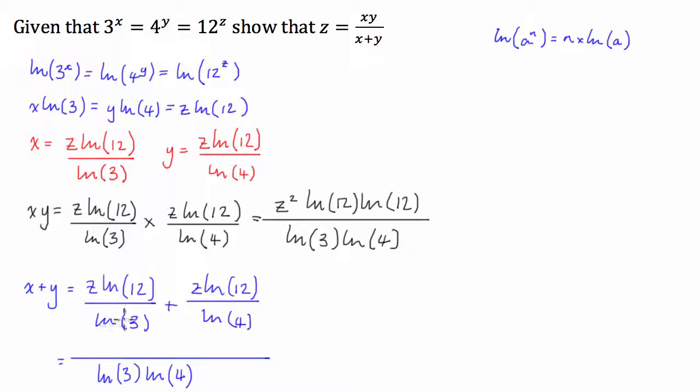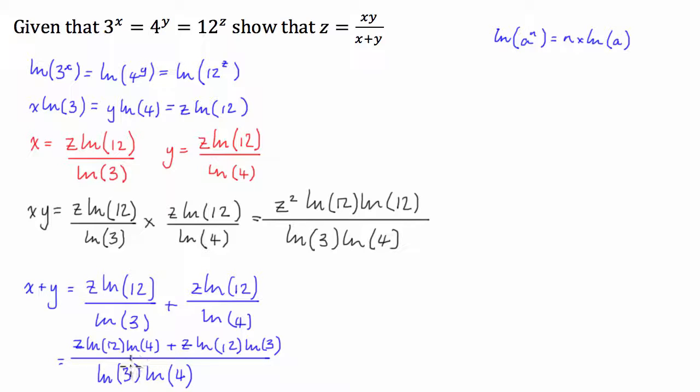And on the left hand side we're going to have z ln 12 times the ln of 4, times the natural logarithm of 4, plus z ln of 12 times the natural logarithm of 3, ln 3.